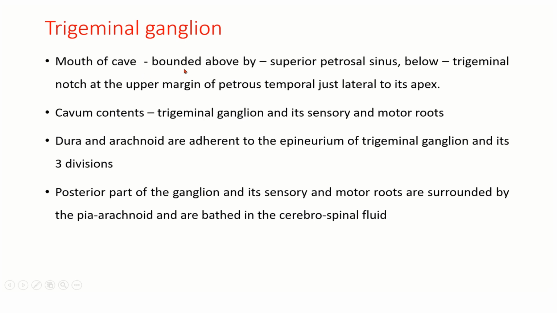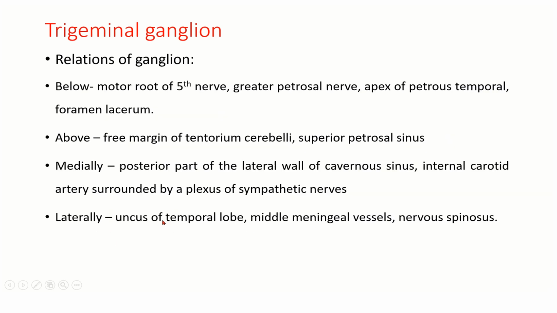So mouth of the cave is bounded above by superior petrosal sinus, below by trigeminal notch at the upper margin of petrous temporal, just lateral to its apex. So cavum contains namely the trigeminal ganglion and its sensory and motor roots. So dura and arachnoid are adherent to the epineurium of trigeminal ganglion and its three divisions. The posterior part of the ganglion, its sensory and motor roots are surrounded by the pia arachnoid and are bathed in the cerebrospinal fluid. So relations of the ganglion.